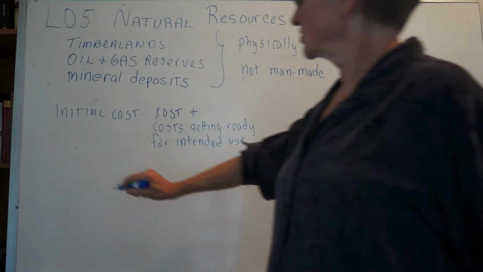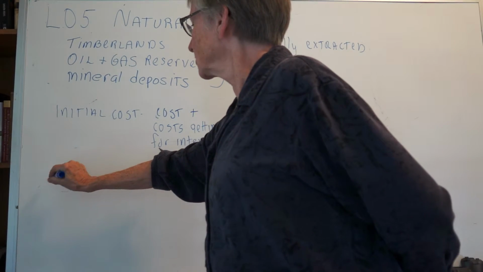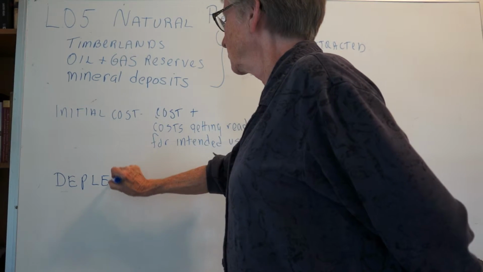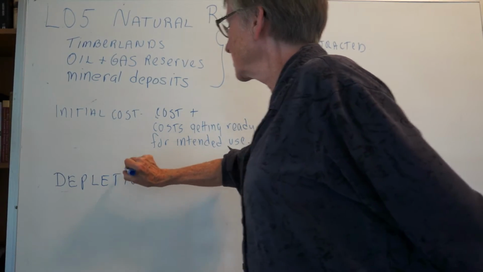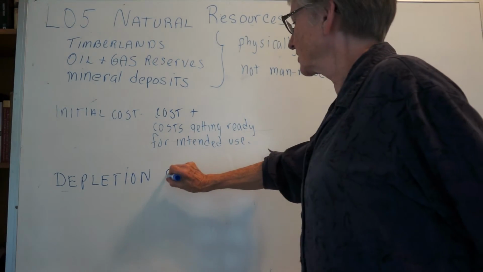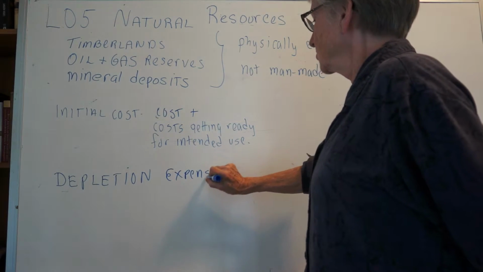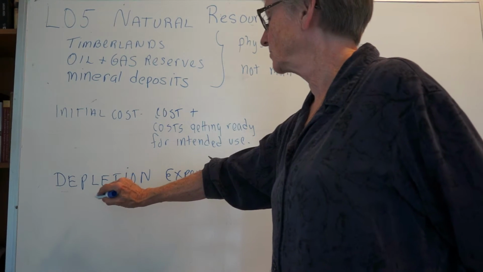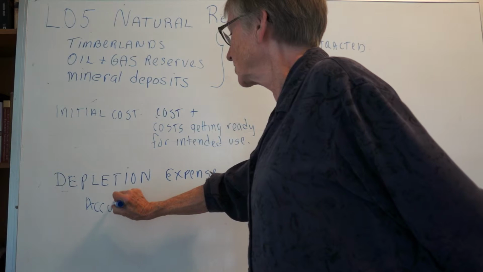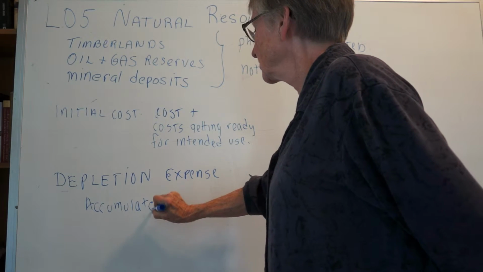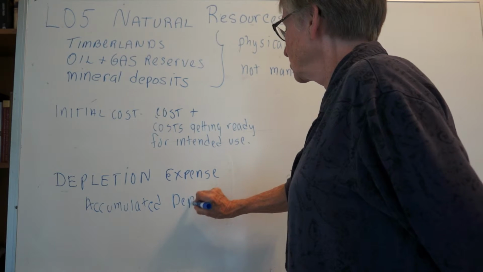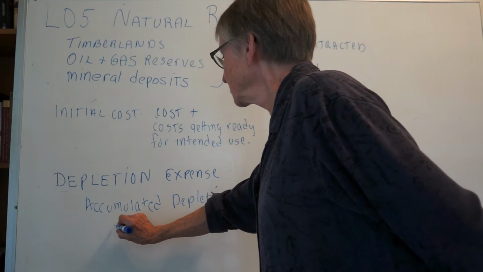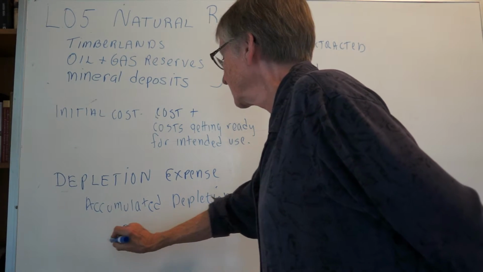We have the initial cost. We don't depreciate these, we deplete them, so we will have depletion of natural resources. So as they are used up, we take depletion expense, and usually we will just do it against the asset itself, either mine or timberland, or some companies will use an accumulated depletion account. So you can go accumulated depletion, or you can do depletion expense and the asset itself.